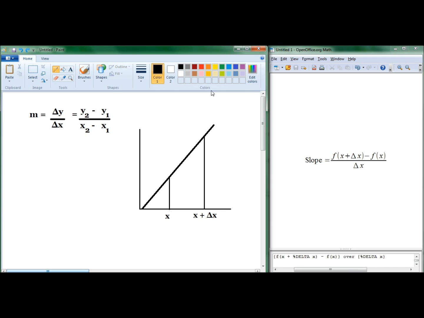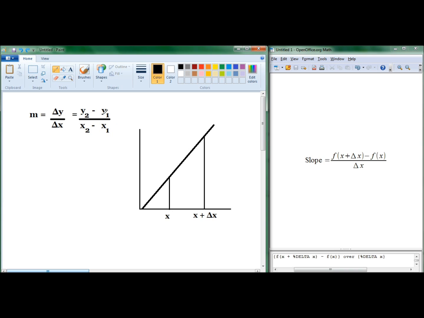So say I have a function f of x, and I want to find the slope, which I should probably mention here. The slope is equivalent to the secant line between 2 points. So I want to find the secant line, or the slope, between the point x and another point, which I'll call x plus some number delta x, or change in x.